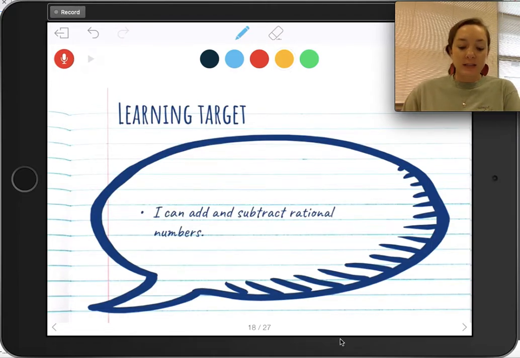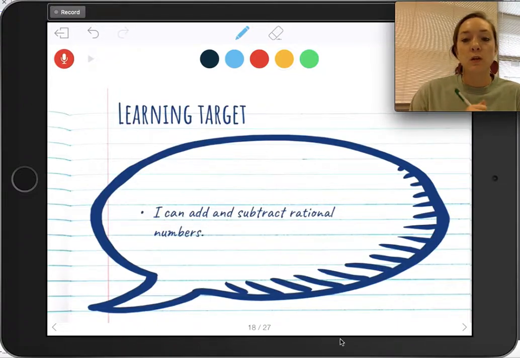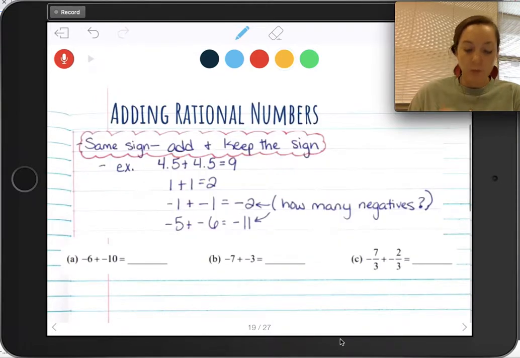Welcome back, math friends. In a previous lesson, we talked about adding rational numbers, we talked about subtracting rational numbers, and we've done a lot of work with integers. So that's positive and negative numbers that have no decimal, no fraction. Today we're going to practice a little bit more of that, but we're also going to practice with those decimals and those fractions.